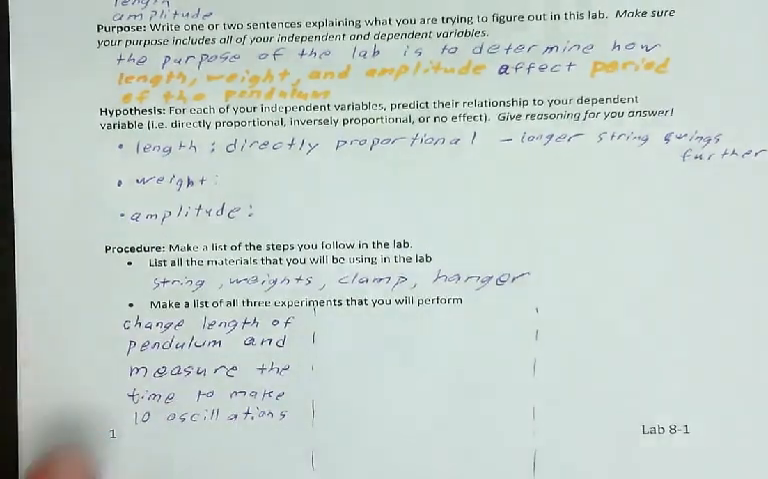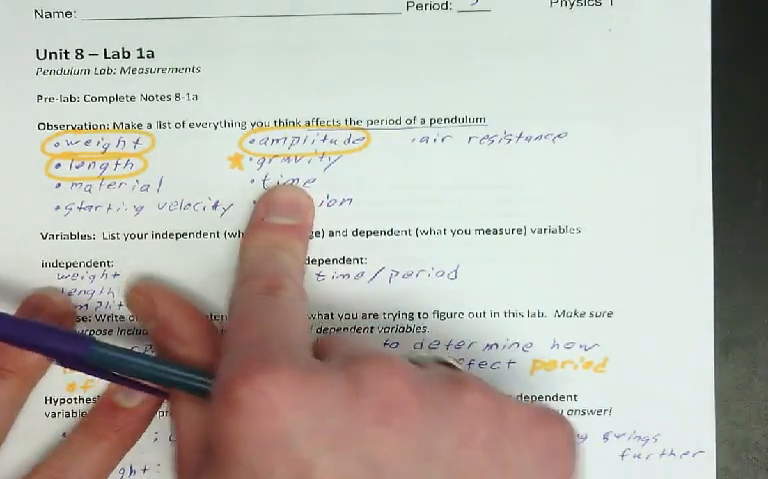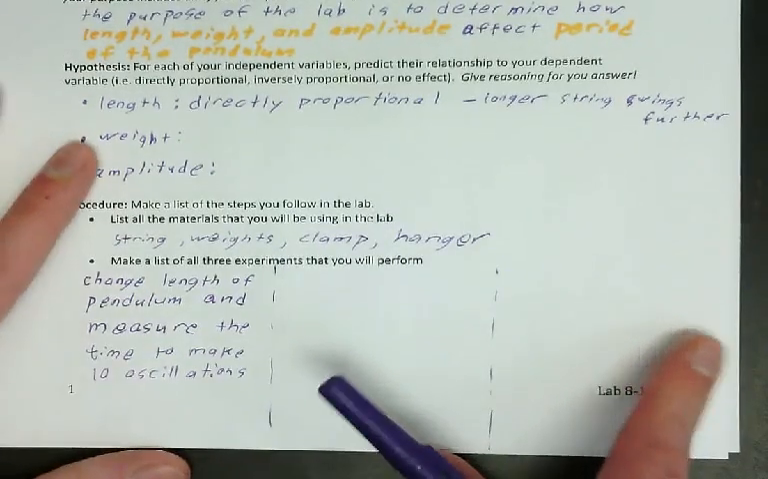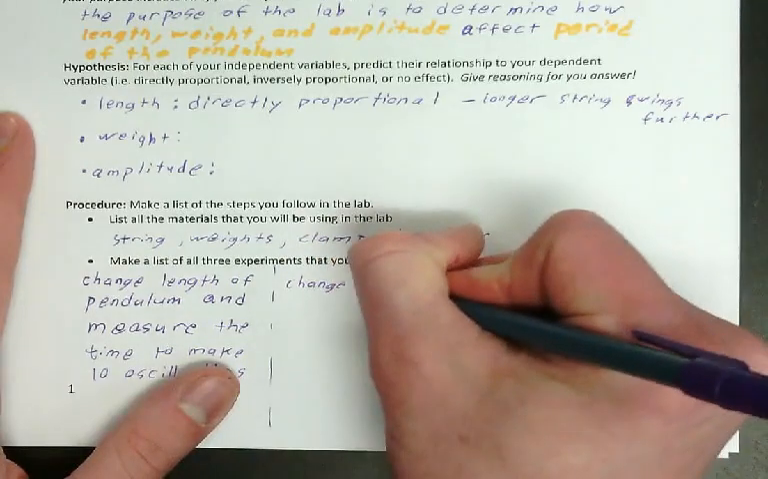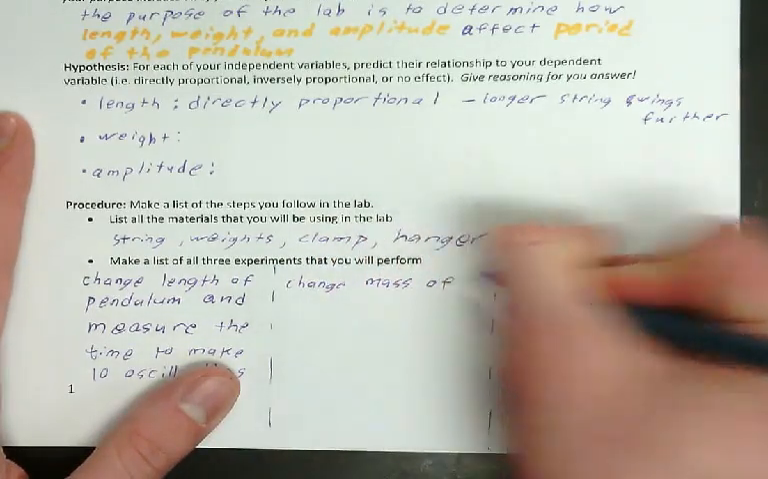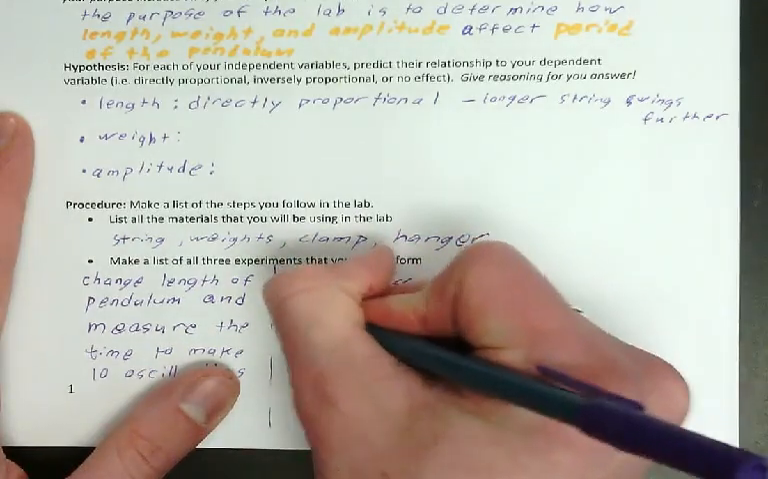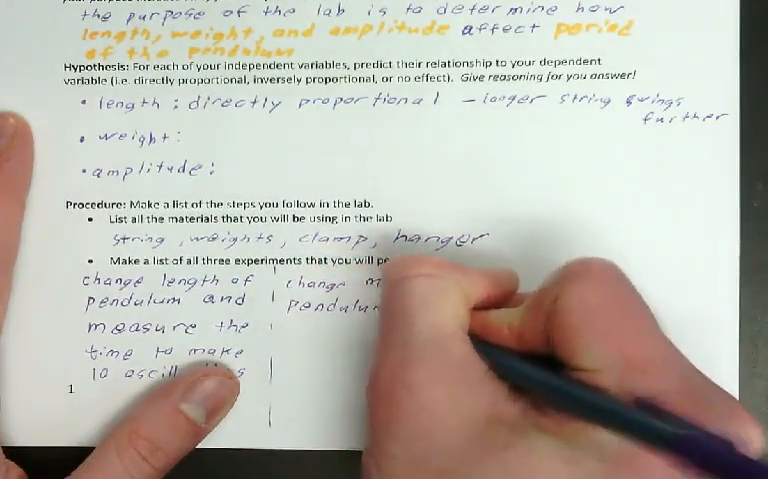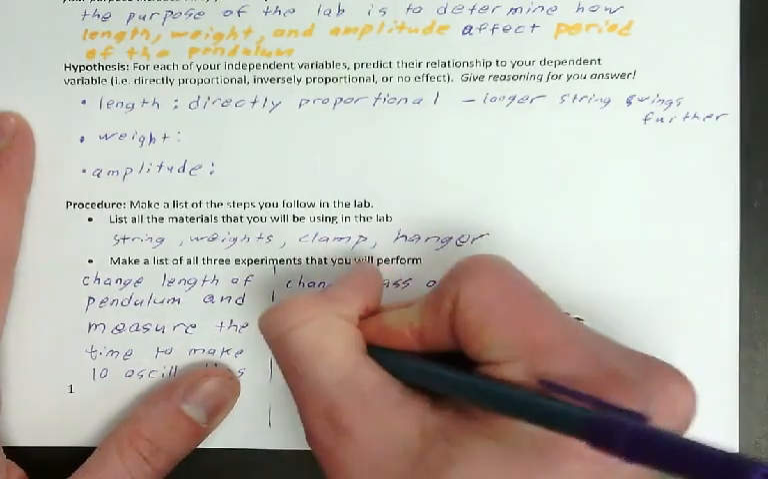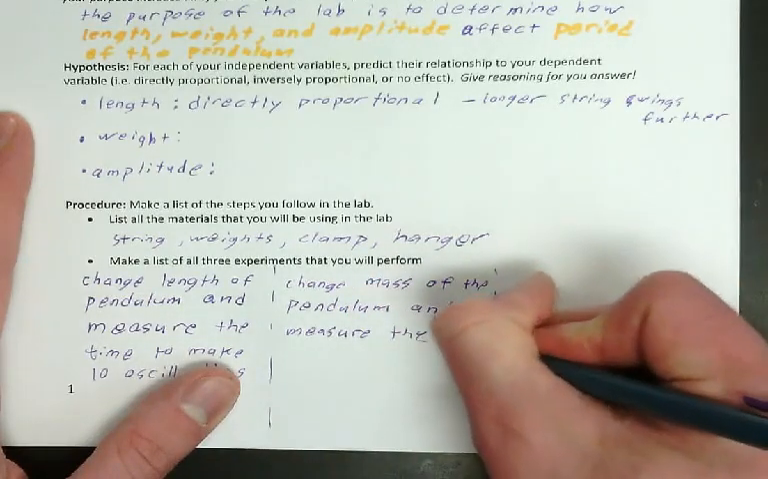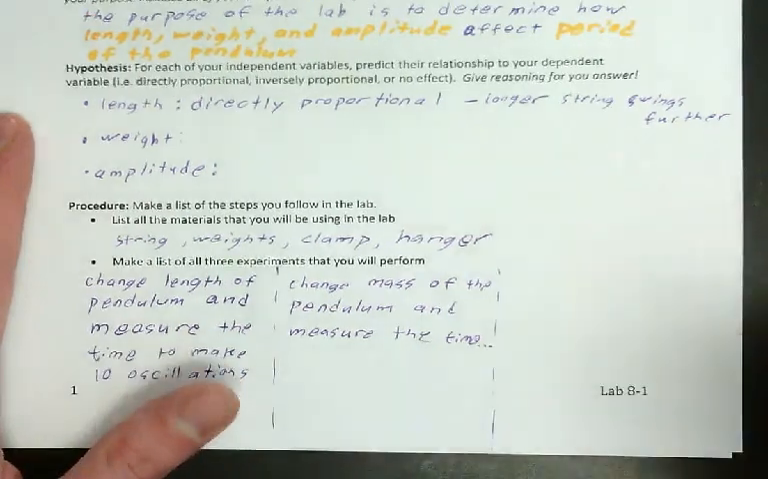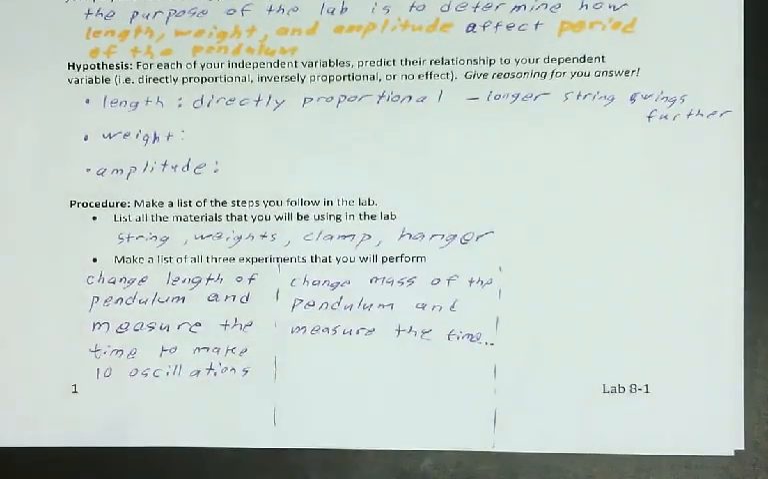All right, next one is weight. Well, weight is something that depends upon gravity. And we said gravity is one of the things we want to talk about. So we don't really want to do mass and gravity at the same time. So instead of doing weight, we're going to do mass. So we're going to change the mass of the pendulum and measure the time. Again, to do 10 oscillations, I'm just going to put ... to show that it's the same thing.